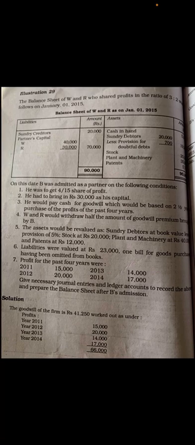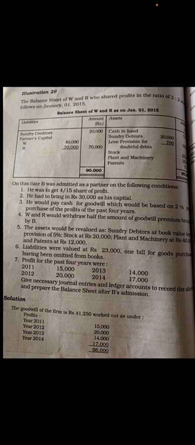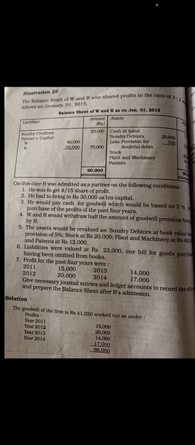What you have to do is take the average of 4 years' profit. That means you total the 4 years' profit, divide by 4, and multiply by 2.5 years' purchase. You get one amount, that is the goodwill of the whole firm. Then you have to see how much is B's share. To that amount you multiply 4 divided by 15, because 4/15 is B's share in the profit. That amount will be B's goodwill amount which he has to pay in cash.